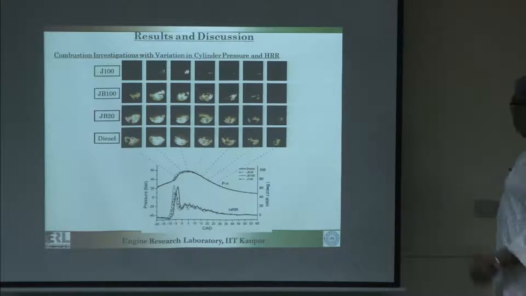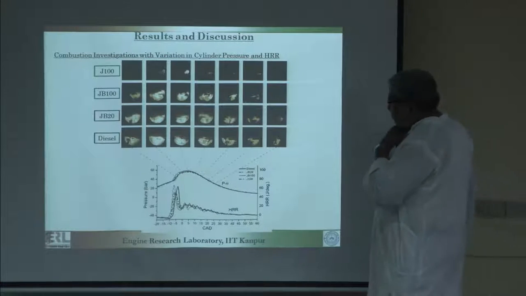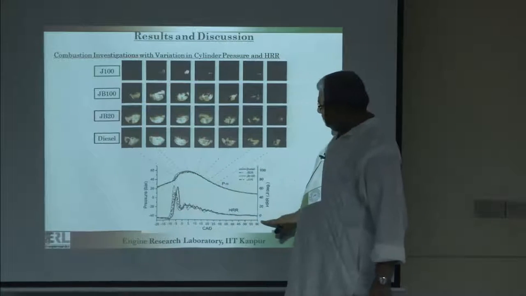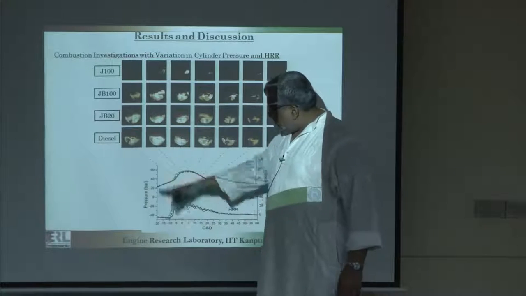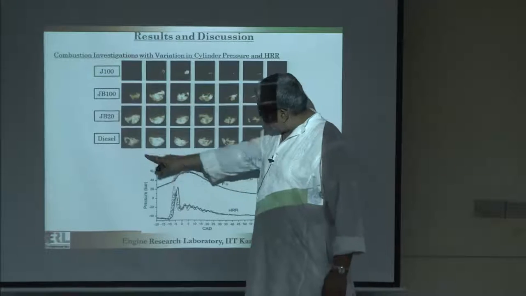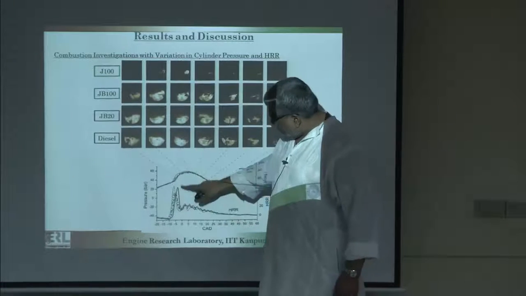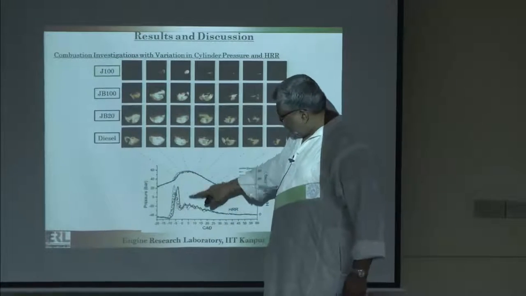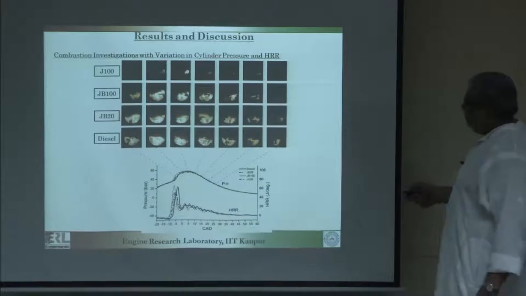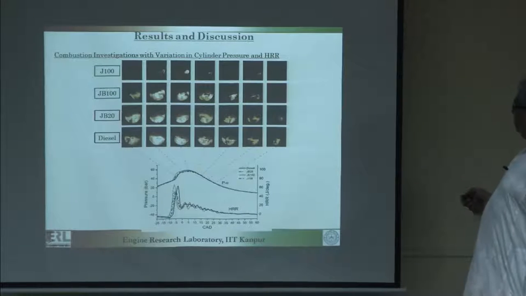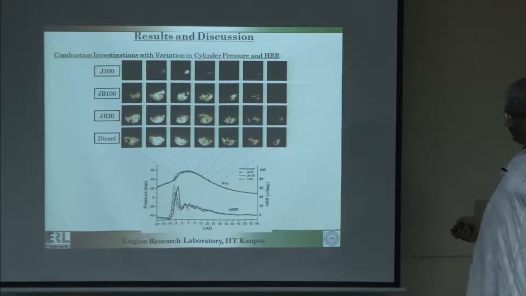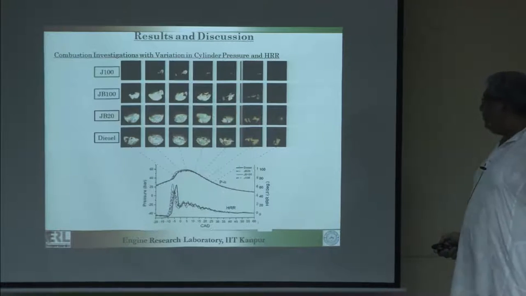We tried to relate it with the combustion analysis. This is the P-theta diagram and this is the rate of heat release diagram. So we related it with the crank angle position. For example, this image is at 5 degree BTDC, this image is at TDC, this image is at 5 degree ATDC, and so on and so forth. So we compared four different fuels' combustion images, and then we tried to relate them with the P-theta diagram and rate of heat release diagrams.